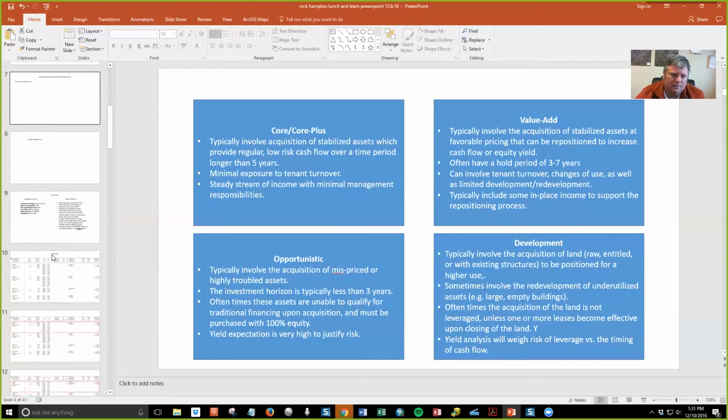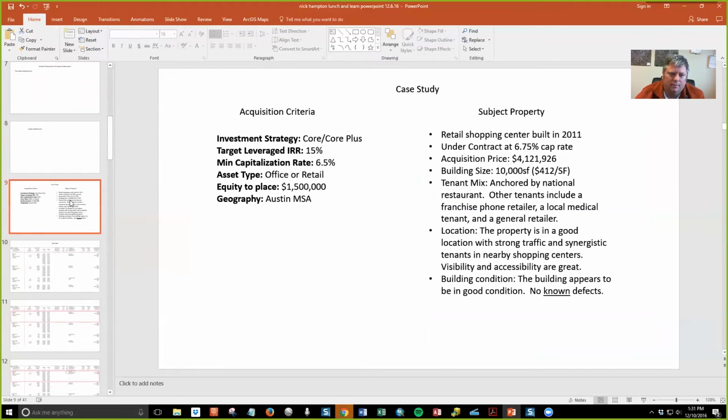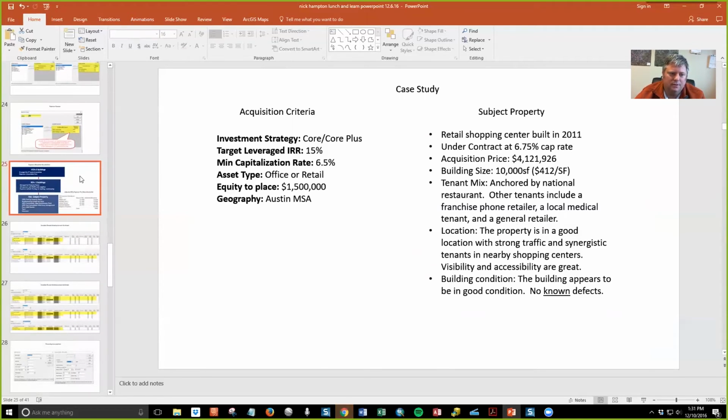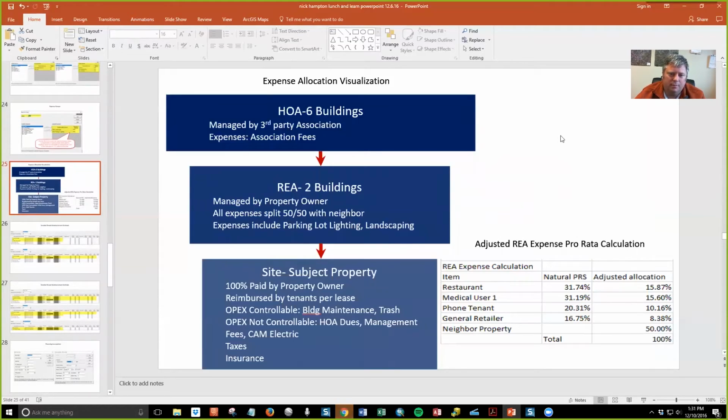seller says, yeah, this thing's triple net, meets your criteria. But when you dig into it, all of a sudden, wait a minute, I'm responsible for doing things on the neighbor's property. So maybe if you were the investor, you decide, hey, this doesn't fit my criteria, but let's dig a little deeper just to make sure that we've got the full picture on this deal.